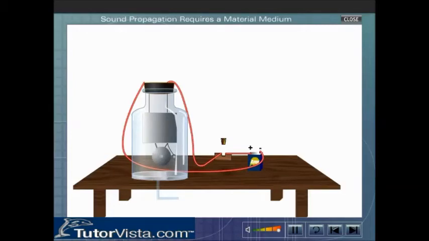The experimental setup is shown here. An electric bell is suspended inside an airtight glass bell jar. The bell jar is connected to a vacuum pump as shown here. The electric circuit is switched on. The electric current flows through the circuit. We observe that the hammer of the bell is striking the gong and sound is produced.